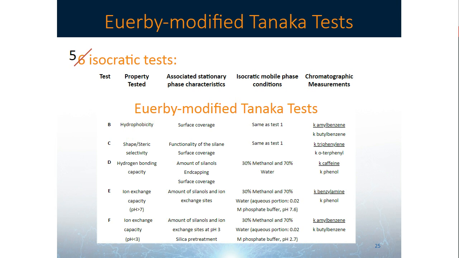For the ion exchange capacity, greater than pH 7, this is a measure of the amount of silanols and ion exchange sites, so that's given by the retention factor of benzylamine. And then finally, test F is the ion exchange capacity at pH lower than 3. This is a measure of the amount of silanols and ion exchange sites at pH 3 and whether there had been any silica pretreatment. And that's measured by the retention factor of pentylbenzene as well.